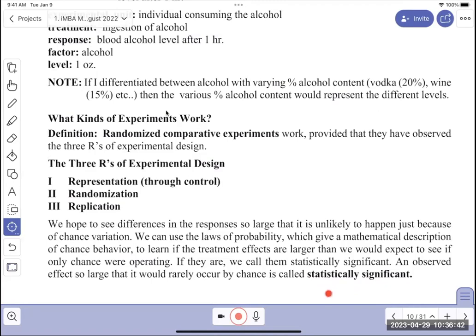Once you finish this course, it's just the beginning to exploring statistics. We can use the laws of probability, which give a mathematical description of chance behavior, to learn if treatment effects are larger than we would expect to see if only chance were operating. If they are, we call them statistically significant. An observed effect so large that it would rarely occur by chance is called statistically significant. So this is what we're trying to do. What's a large enough effect? That's what we're going to learn, how to establish that amount.